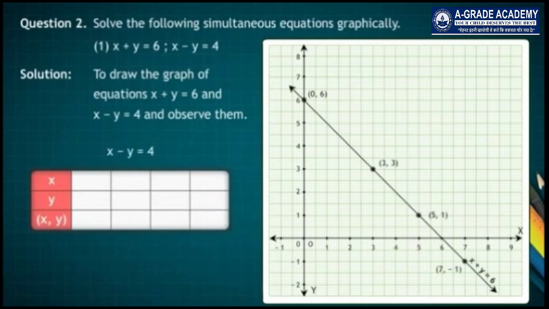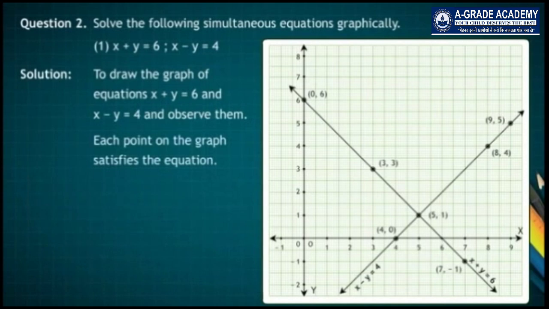x minus y is equal to 4. x is 4, y is 0, (x, y) is (4, 0). x is 5, y is 1, (x, y) is (5, 1). x is 8, y is 4, (x, y) is (8, 4). x is 9, y is 5, (x, y) is (9, 5).